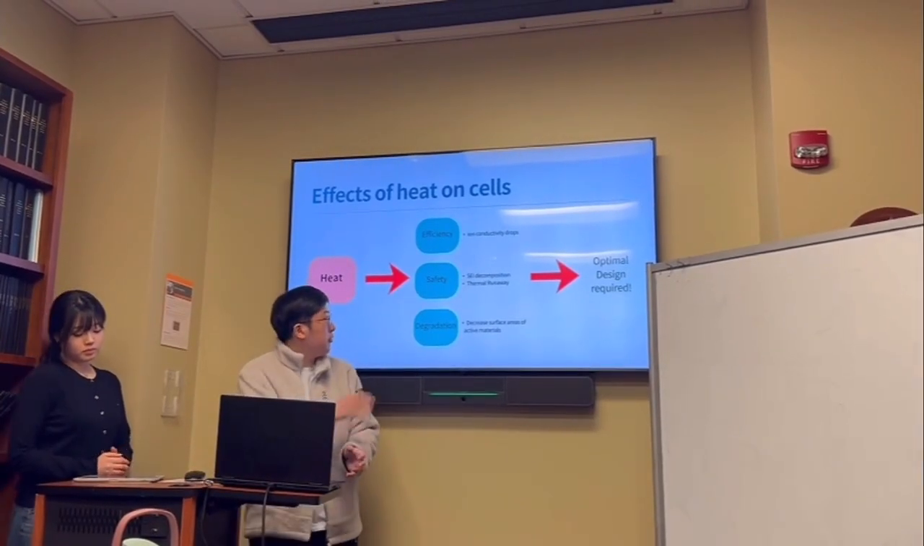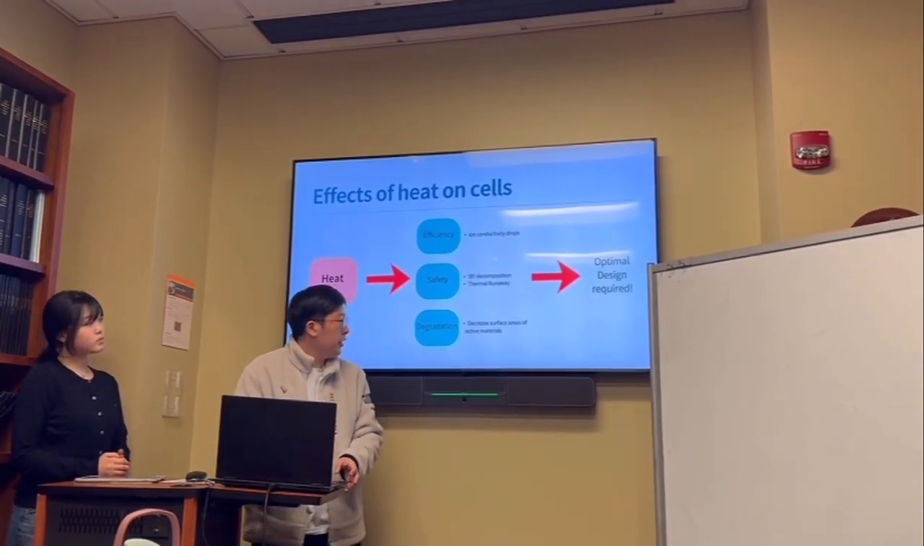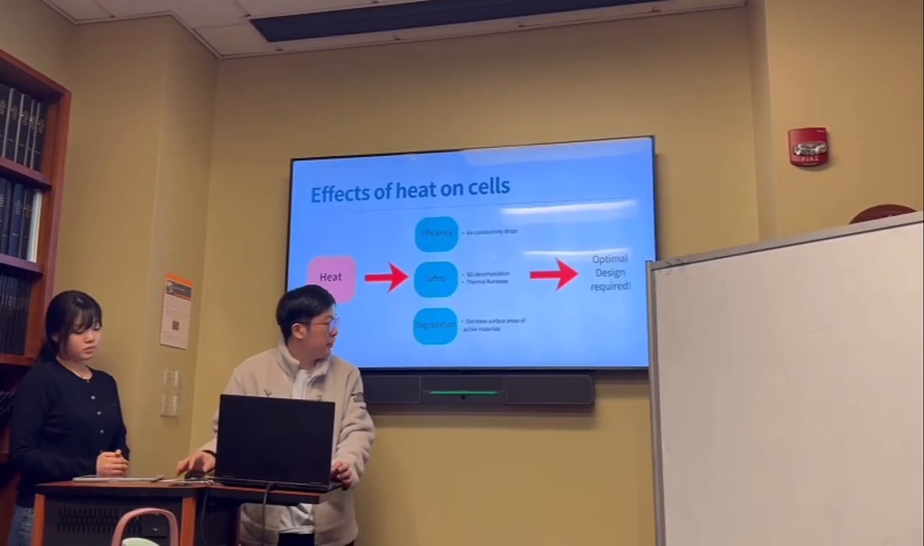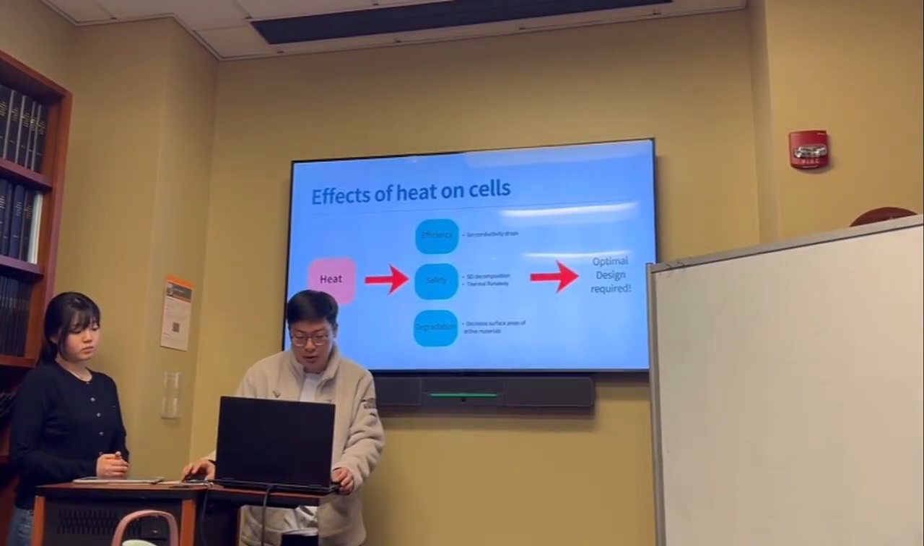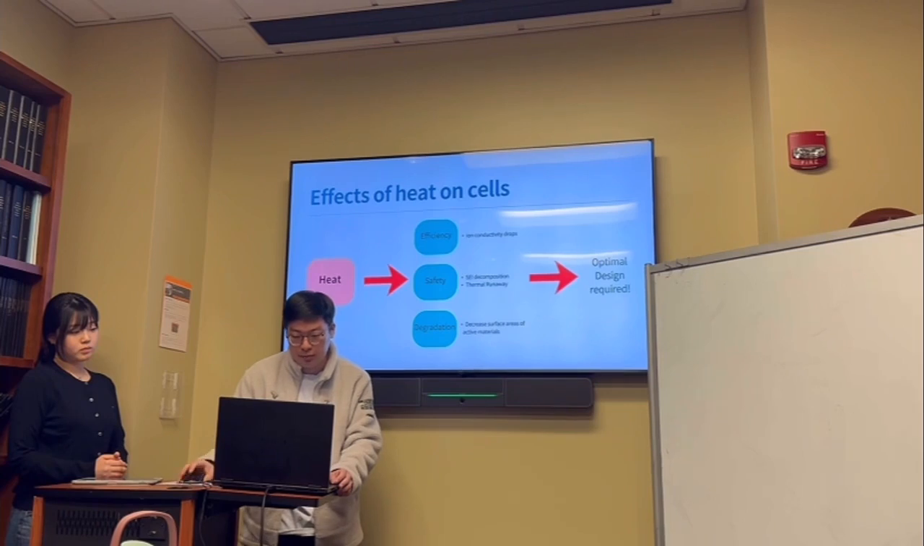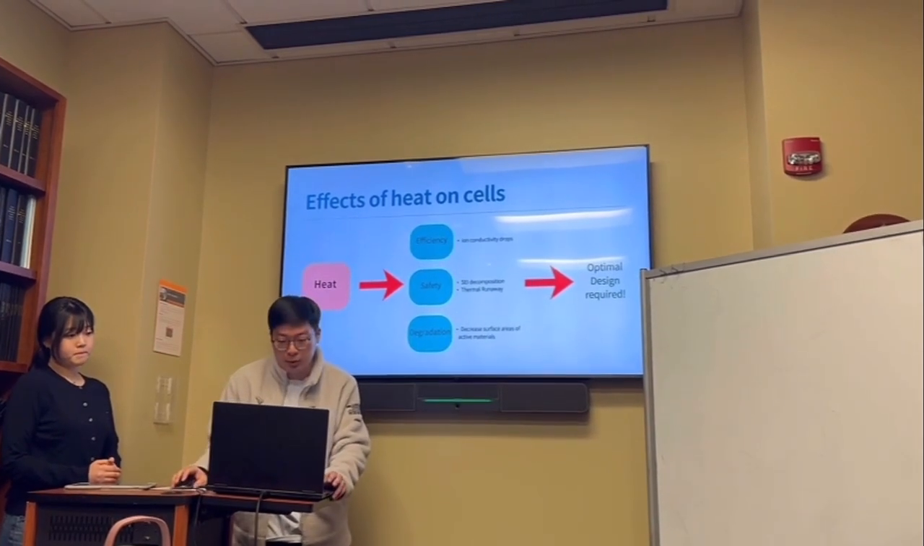Because of these phenomena, the surface area of active materials decreases and thermal degradation gets even harder. So we have to design an optimal thermal model.